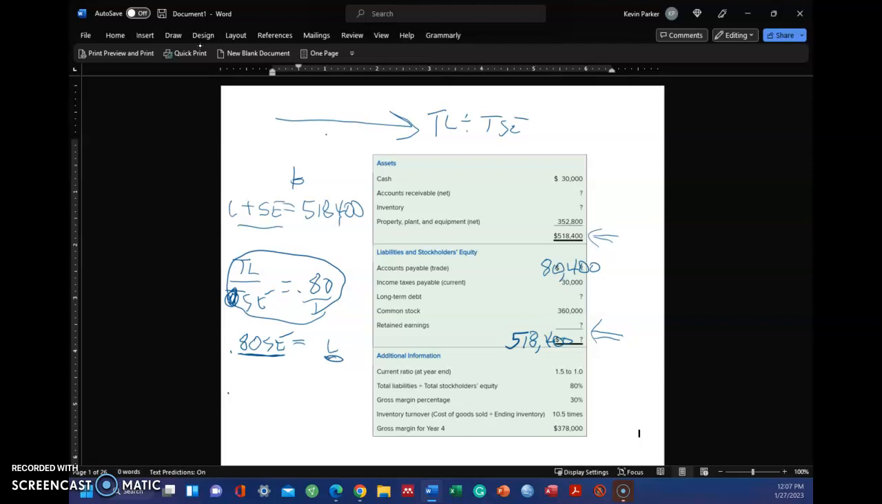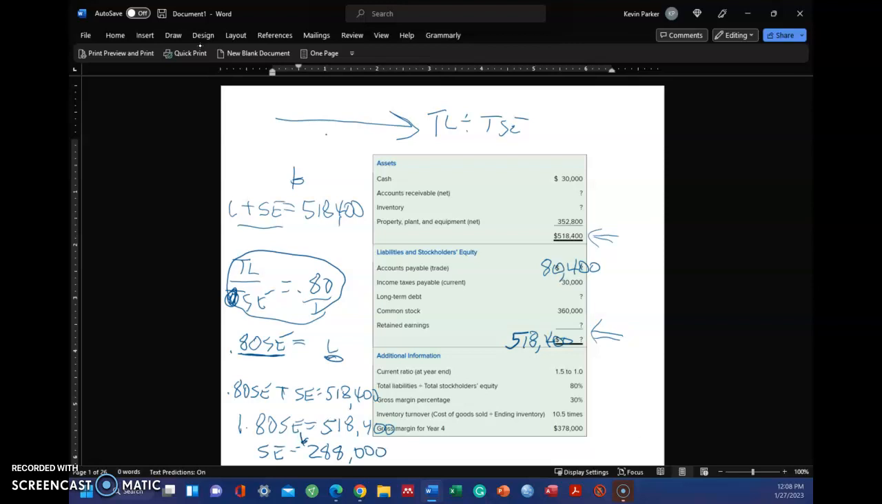So instead of L, we'll put 0.8 SC, plus SC equals 518,400. We combine these two variables, and we have 1 because it's assumed that SC has a 1 in front of it, so 1.8 SC. I'm going to write 1.80 to stay consistent with the 0.80. Equals 518,400. And when we solve for SC, we have 288,000.